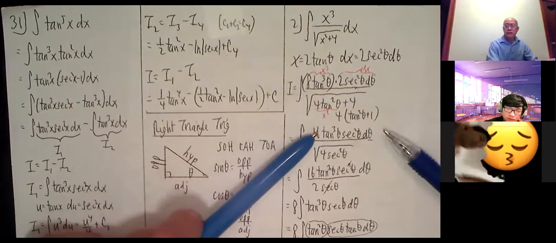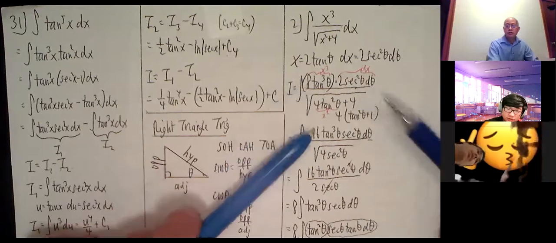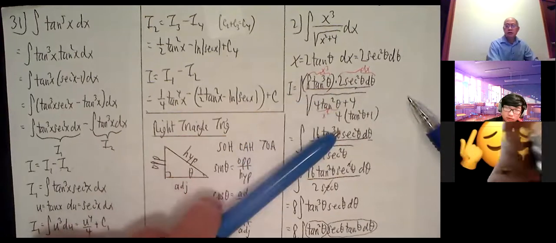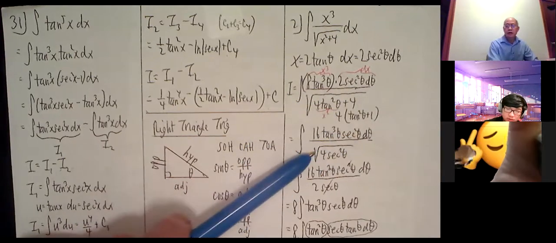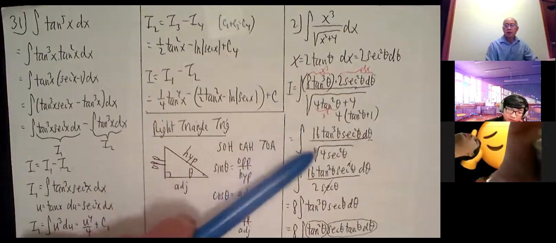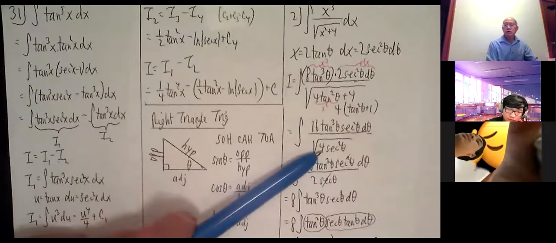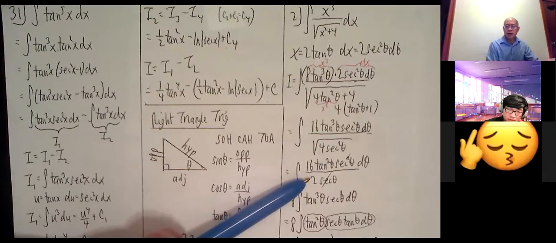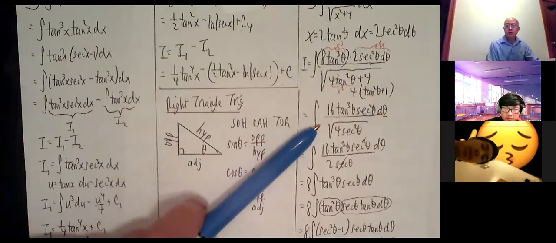So what did I do on top? Looks like I combined everything. So 8 times 2 is 16. Tangent cubed secant squared d theta. And on the bottom, it's 4 secant squared, whose square root becomes 2 secant theta. Right? So you can see how nice it comes out. So by making use of these substitutions, the square root disappears. Then you just have a trig integral.